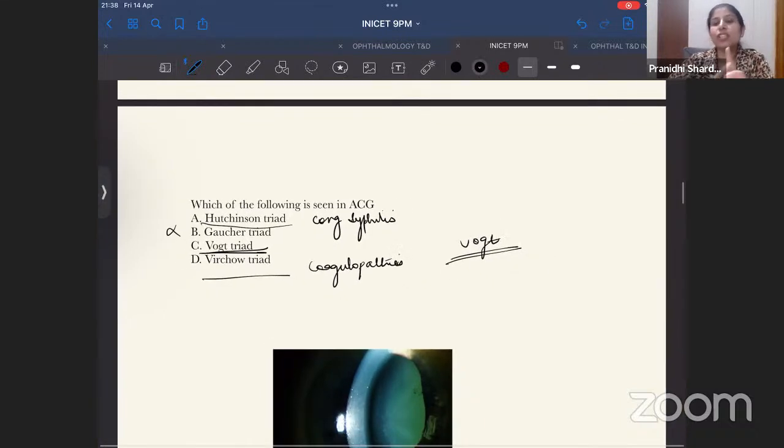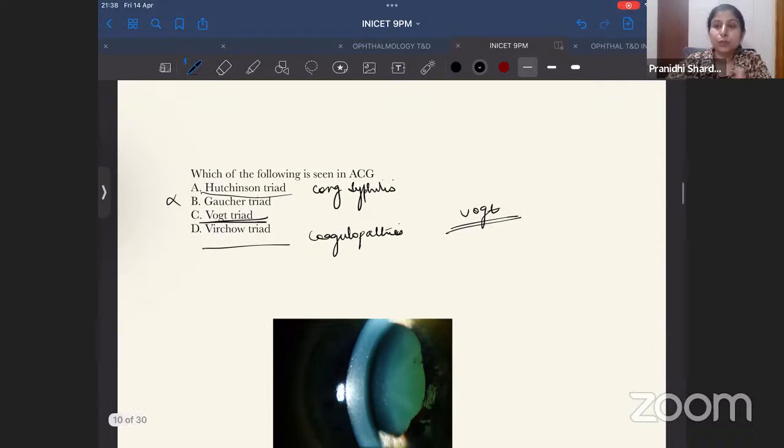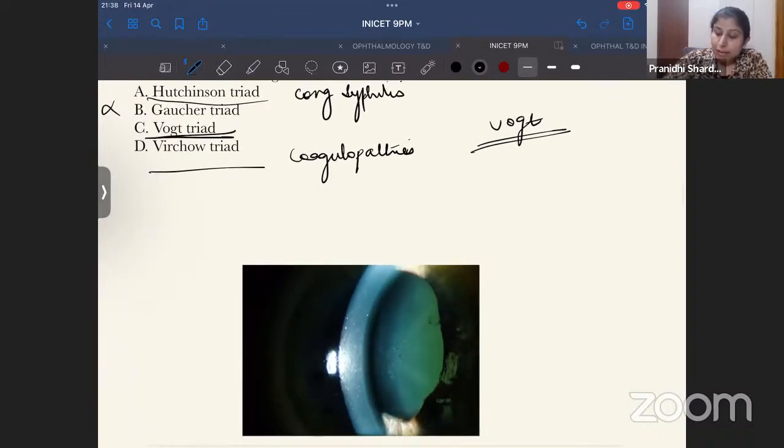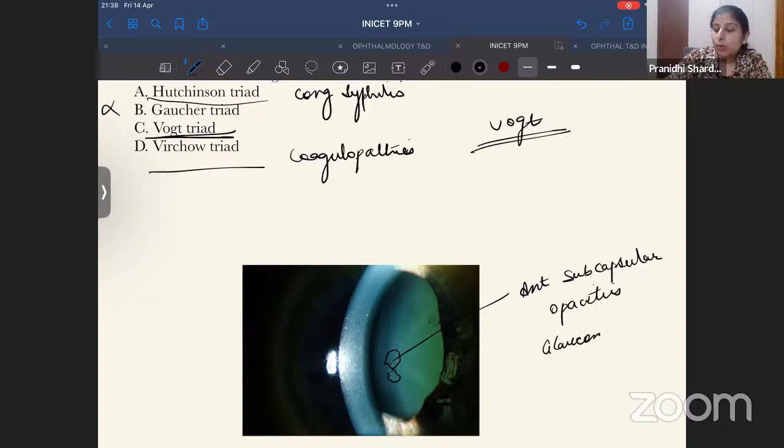Now, what does this Bogged triad stand for? What is happening in acute angle closure glaucoma is, due to the ischemia, there is presence of anterior subcapsular opacities, known by the name of pneumococlex.